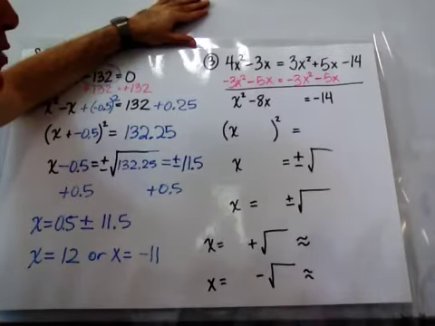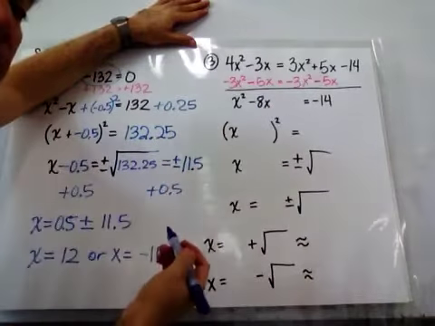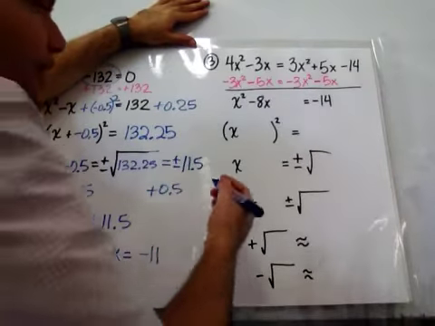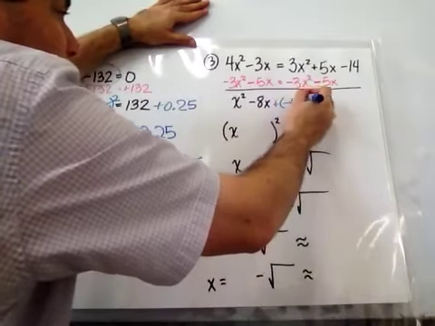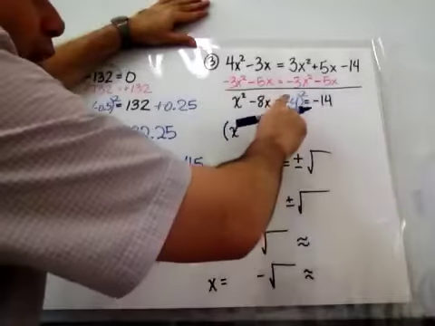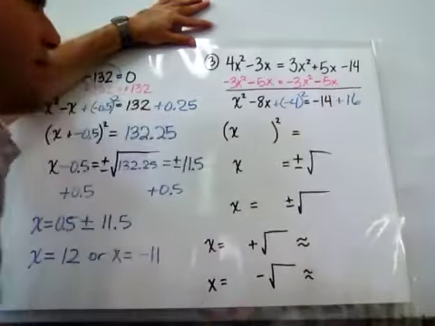Right? So we complete the square. We take the negative 8, half of that is negative 4, and square it. Plus negative 4 squared. Negative 4 squared is 16, so plus 16 on the other side of the equal.